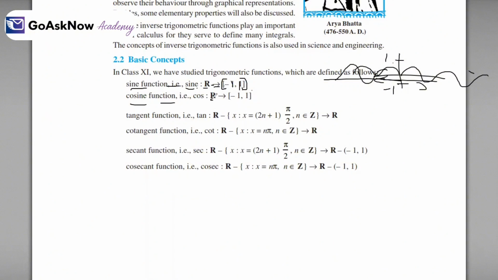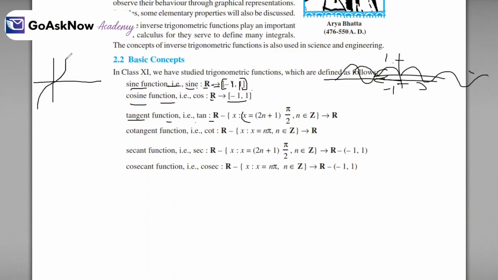The domain is real number and range is -1 to 1. Similarly, domain and range are there. The tangent function is defined for real numbers minus x, where x is equal to (2n+1)π/2, where n belongs to integers. So what it says is that the tan function is only defined for what?